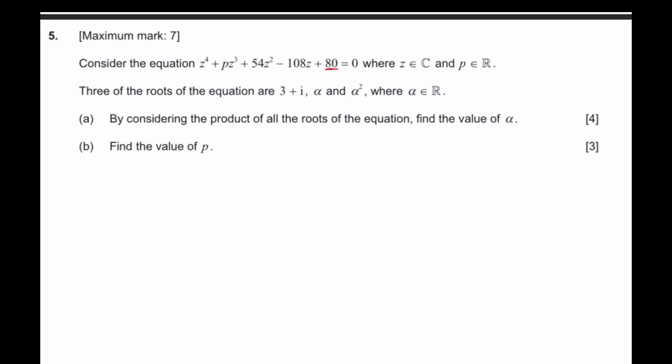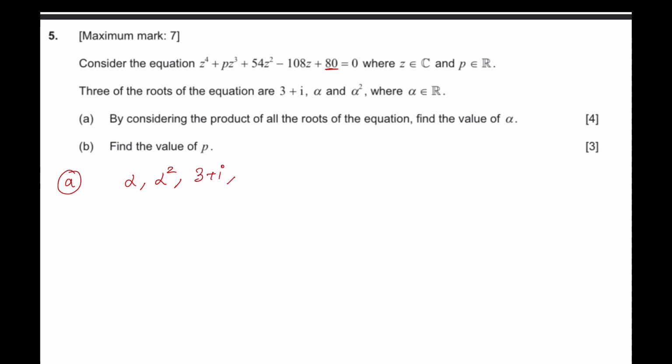Now in question 5, we have an equation. Here z belongs to C and p belongs to the real numbers R. 3 of the roots of the equation are given to us, and by considering the product of all the roots of the equation, find the value of alpha. So what are the roots? One of the roots is alpha, the other root is alpha square, and 3 plus i is one root.